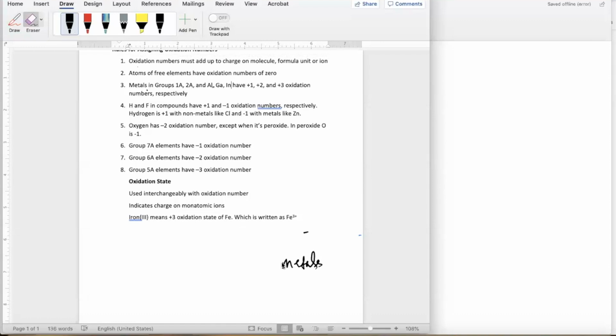Okay, so let's look at our next example. What about fluorine? That rule is only for hydrogen, right? Fluorine is still always -1. Fluorine is always -1. It's the strongest nonmetal. No one beats fluorine. Fluorine is -1 always.